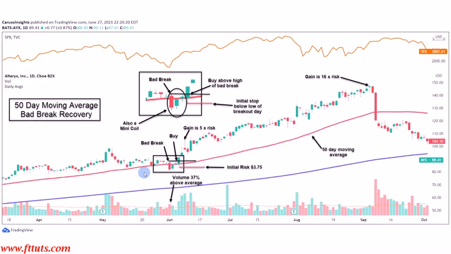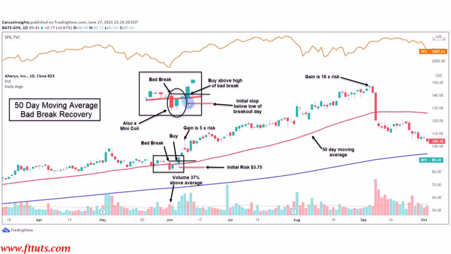Here's another example, Alteryx. We were consolidating sideways and we pulled back to the 50-day. It was actually showing a lot of relative strength, whereas the market was falling rather strongly here. Alteryx was going just sideways. And we had our bad break of the 50-day. We closed below the average rather strongly, and the volume did pick up, 37% above average. And you can see what happened here is we also had a mini coil, which we discussed earlier, which is a coil pattern. Once we broke above that bad break high here, we had a really quick move higher.